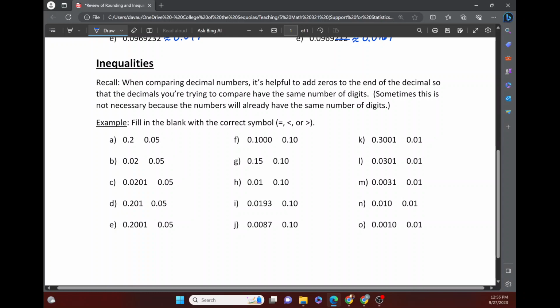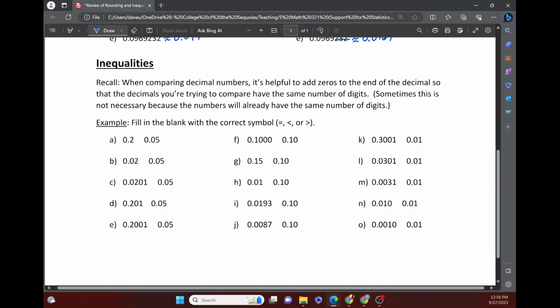advice would be to take whichever number has the fewer number of decimal places and just add zeros to the end of it until the two numbers you're trying to compare have the same number of decimal places. If you do that, then it'll become really obvious which number is bigger than the other.